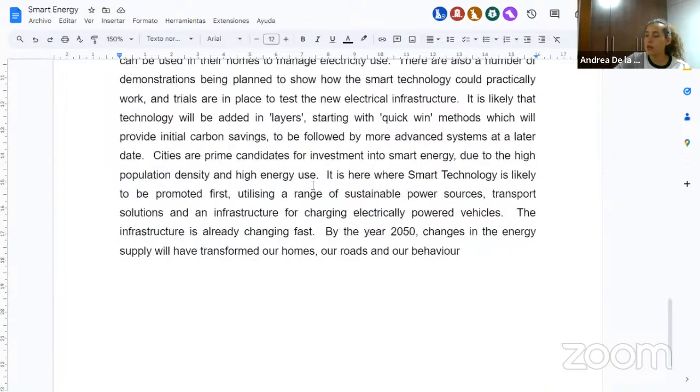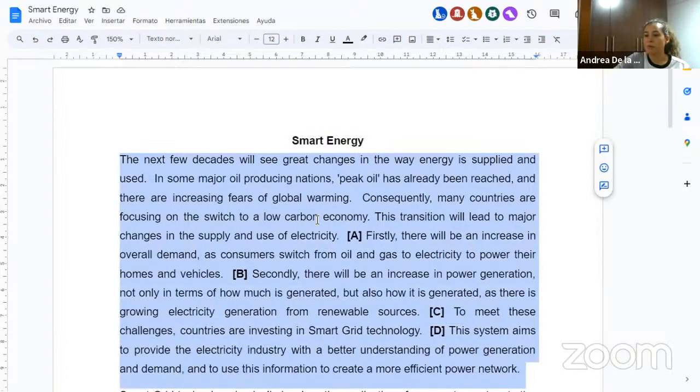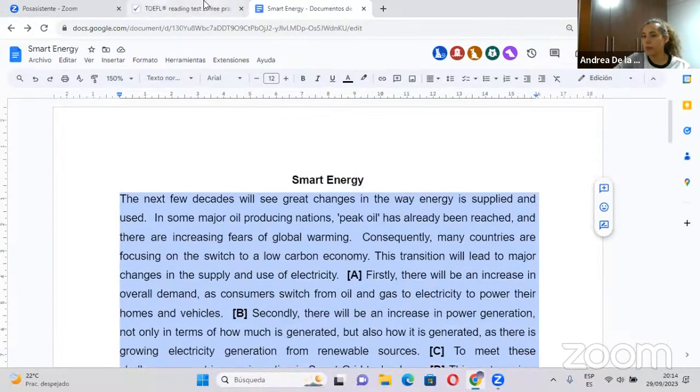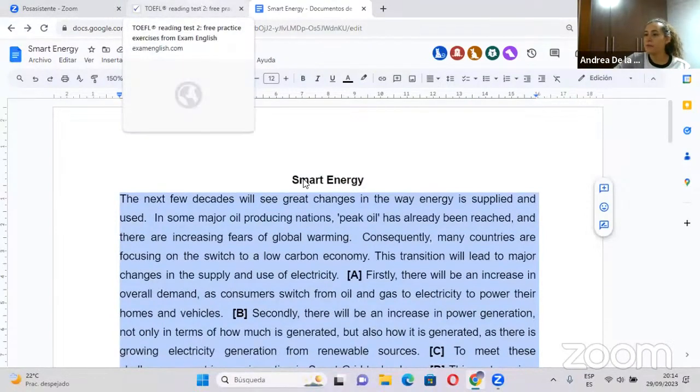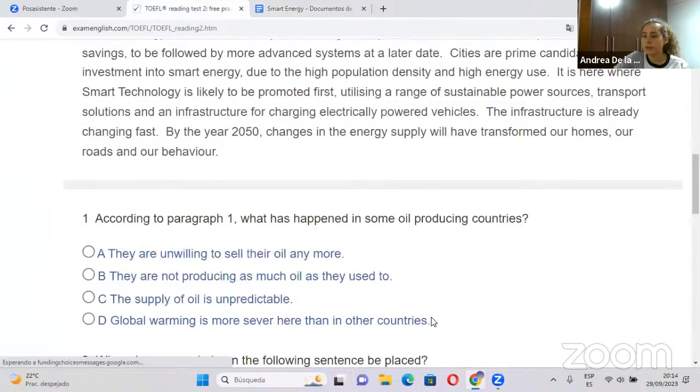Okay? So those are the major ideas that we have here. Technically, they describe everything about smart technology, the benefits, the problems, how it works, how it's going to be implemented. And this is like some background, right, as to why or how the transition is going to be. So based on that, we're going to start answering these questions. Let's start with the first. It's a detailed question.